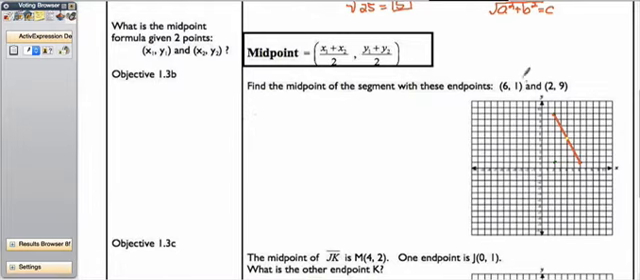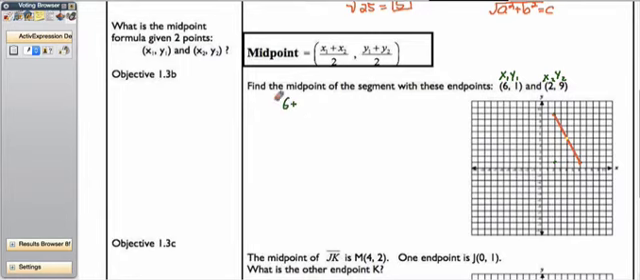Okay, so it doesn't matter which one's sub 1 and which one's sub 2, but this is x, this is y, this is x, this is y. We'll just call this 1 and 1, so that makes this 2 and 2. And I just need to add up my x's. And here order doesn't matter. It did matter on distance, but since we're adding, it really doesn't make a difference.